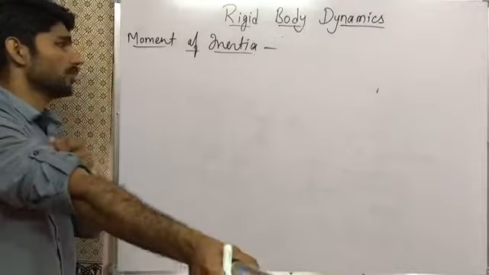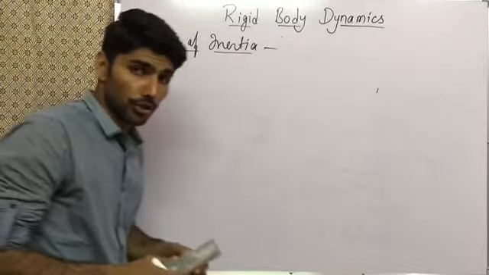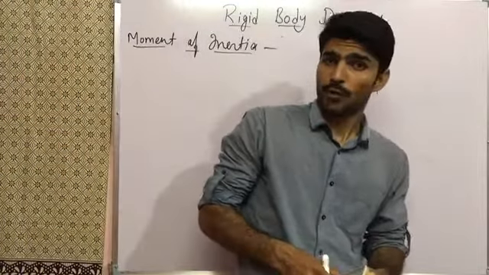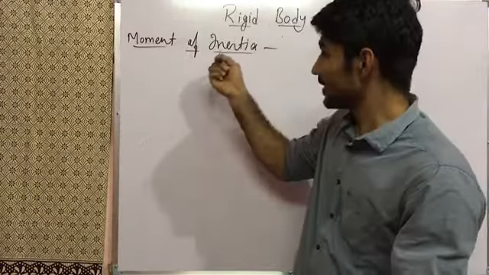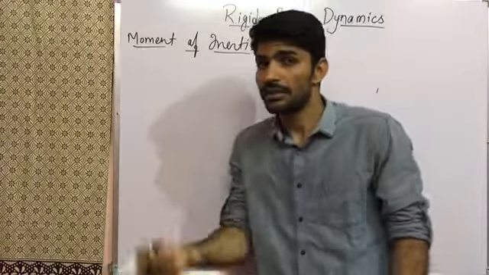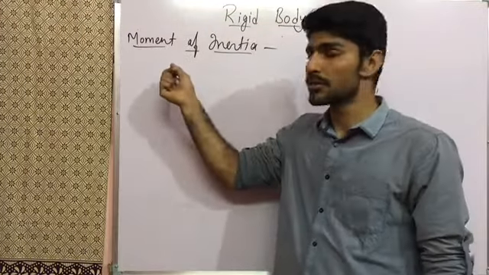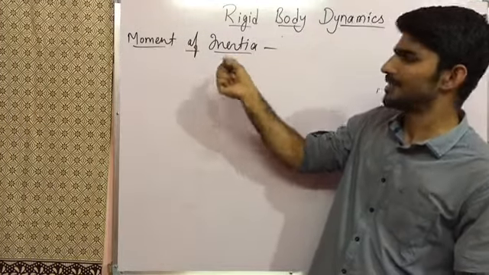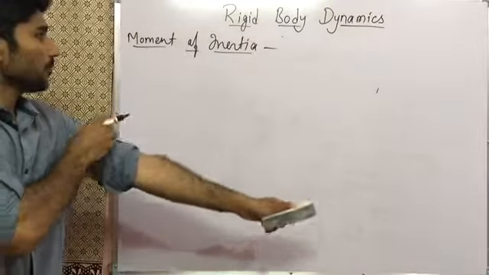So we start here with moment of inertia from the definition. Moment of inertia is a property of a body to resist or oppose the change in its rotational motion. It is like inertia in linear motion. Inertia also resists or opposes the change in linear motion, and here moment of inertia does that job.